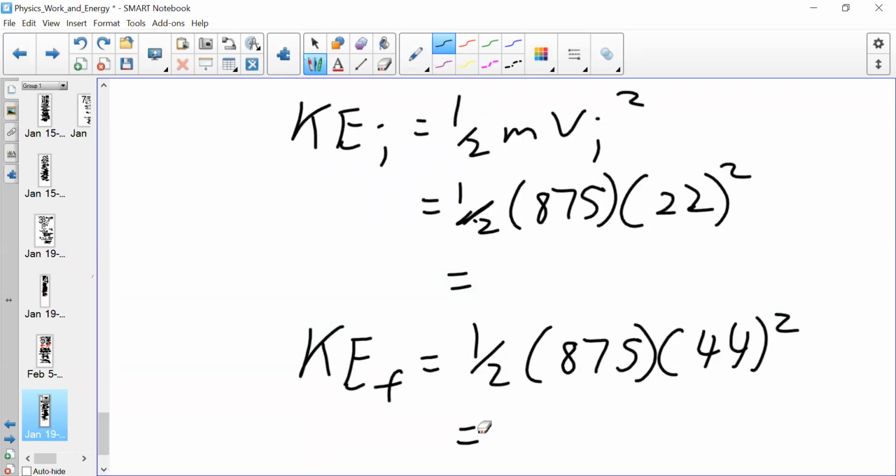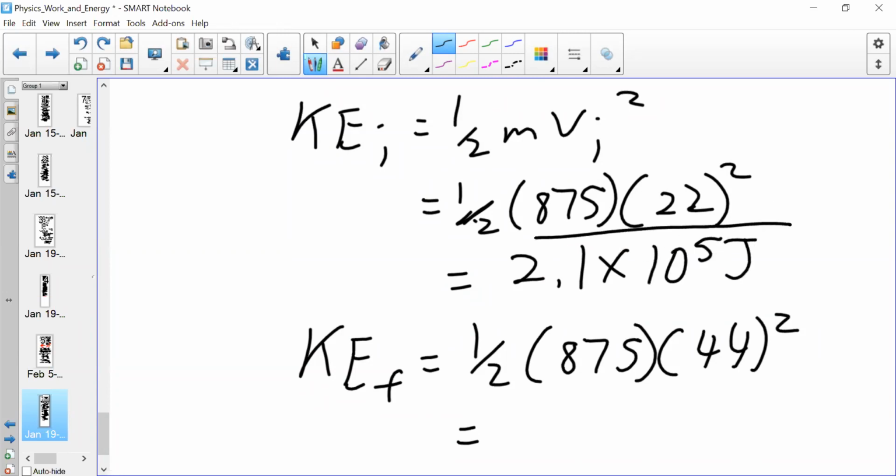So hopefully you get 211,750. I like scientific notation because these numbers can get large. So that's going to be 2.1 times 10 to the 5th joules. And likewise, this will be 8.47 times 10 to the 5th.